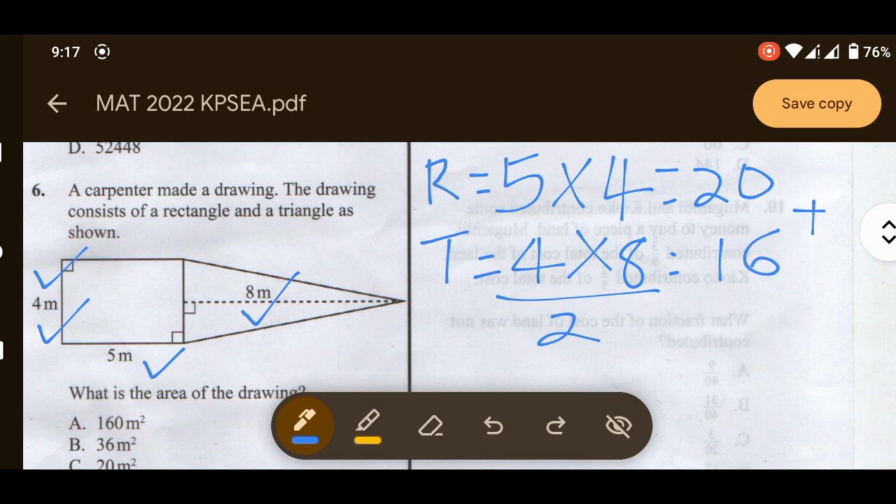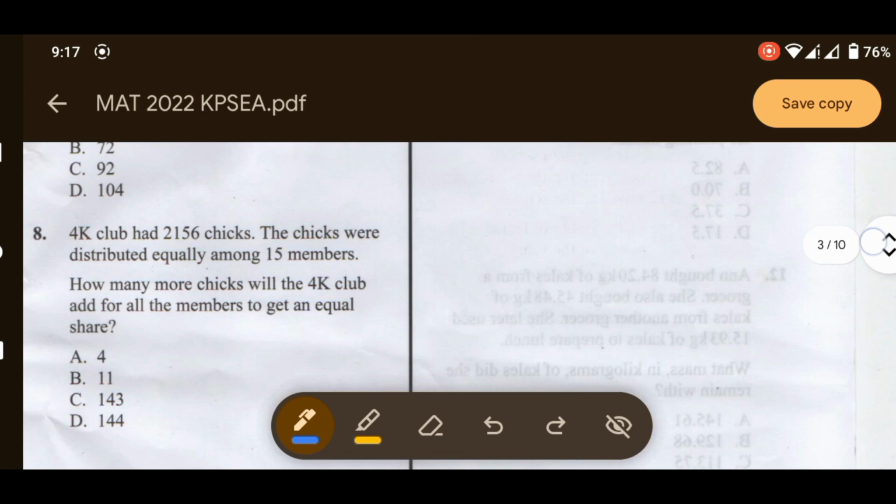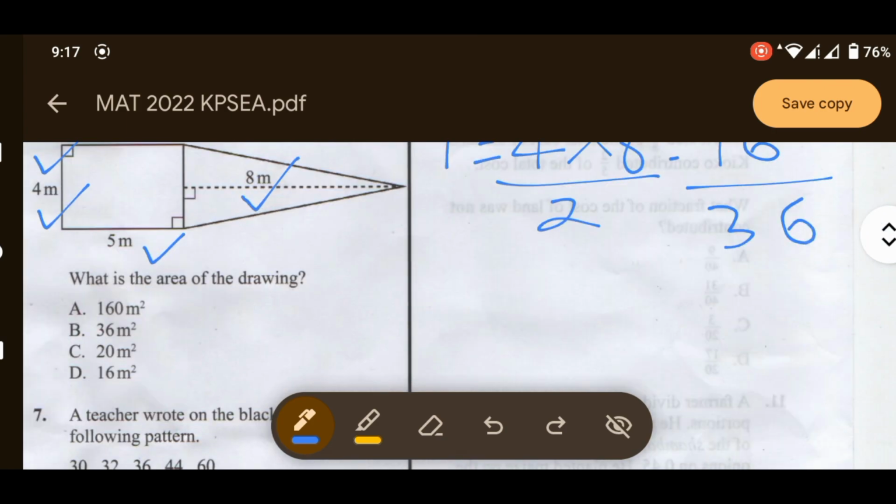And our total area will be, we add those two together, 0 plus 6 is 6. And 2 plus 1 is 3. And then you remember to put your unit, so 36 meters squared. So let's look for the answer. 36 meters squared. The answer would be B.